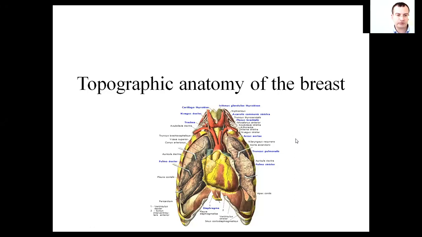Hello. Today we have the fifth lecture. Our theme for today is topographic anatomy of the breast.